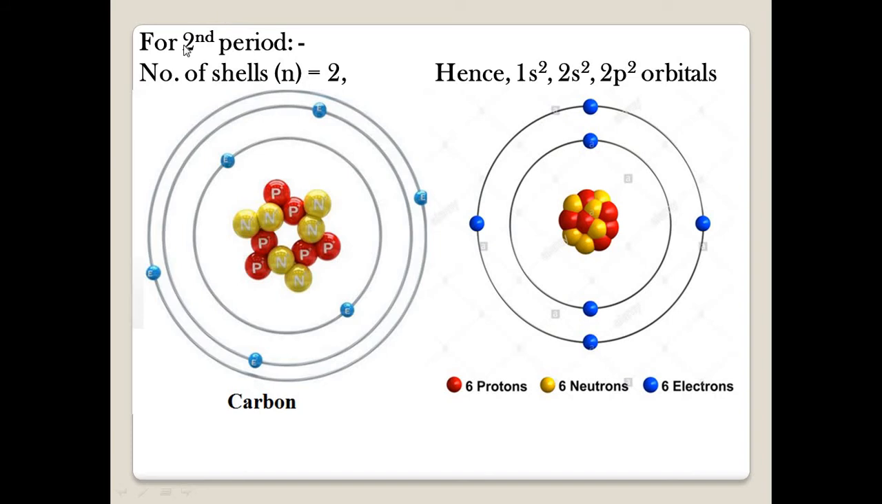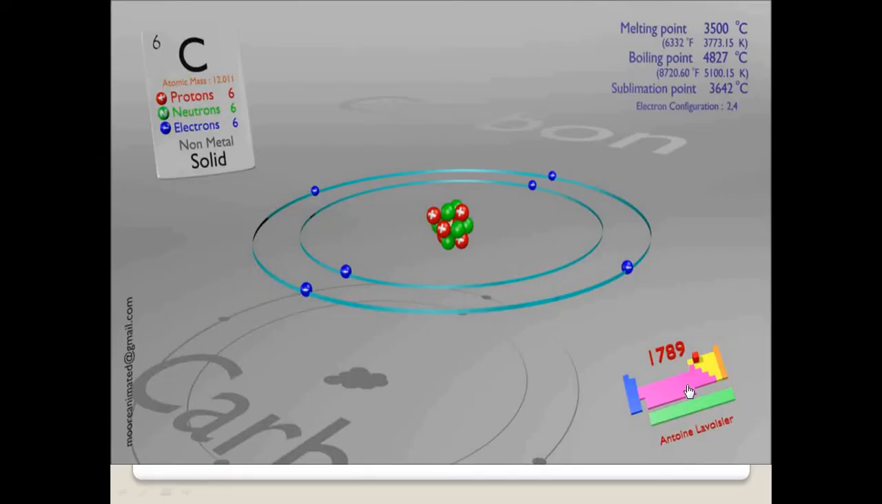Let's take the next one, that is carbon. Second period, number of shells is 2. Then for carbon, 1s2 2s2 2p2, which means there are 4 electrons in the second shell. So there are 6 protons, 6 neutrons and 6 electrons for carbon.